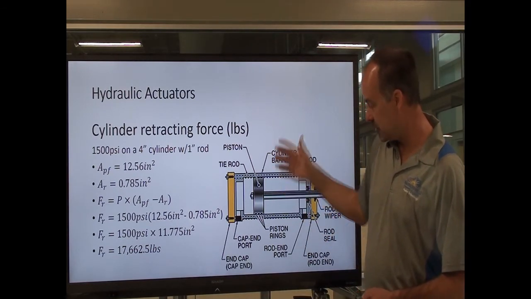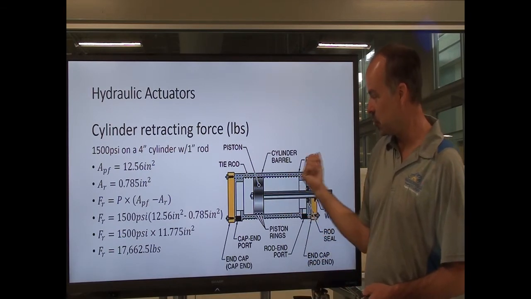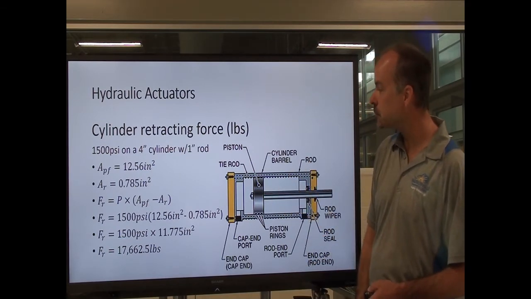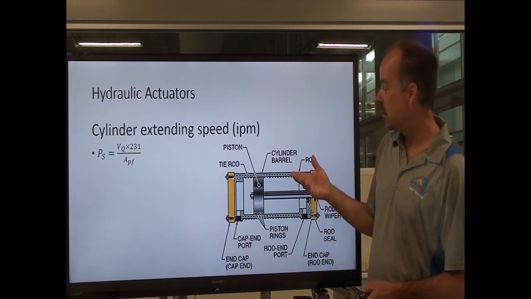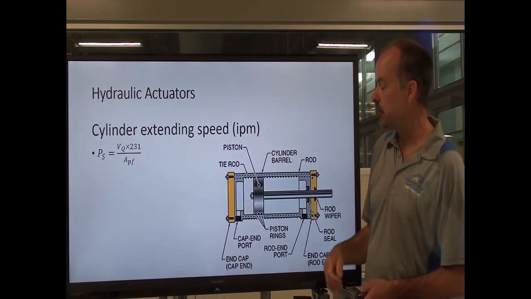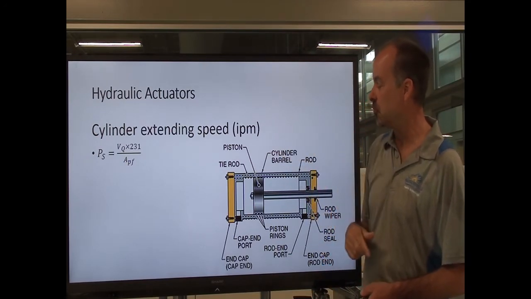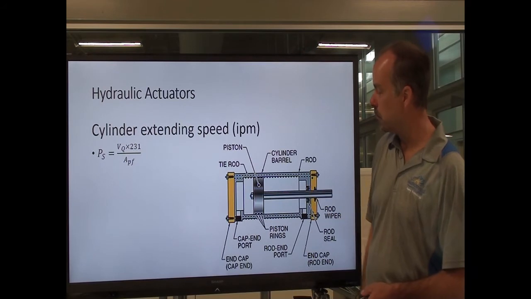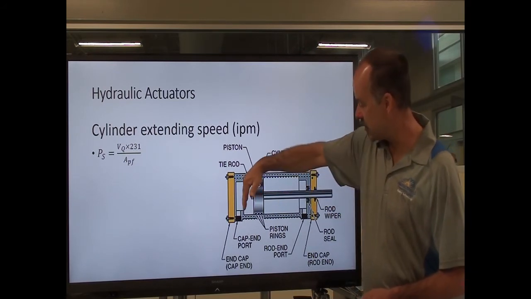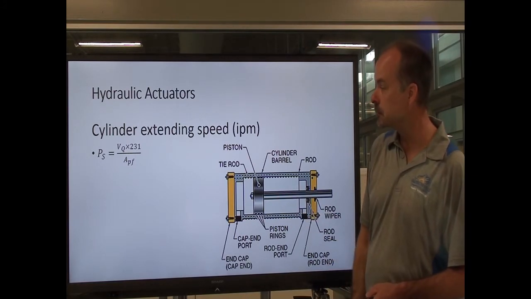So just wanted to show that example and the difference between extending and retracting. Well, speed, we're going to calculate in inches per minute. Your textbook, I think, gives a different value, but we're going to use inches per minute in this formula. So we want to know how fast this cylinder will extend given some parameters.